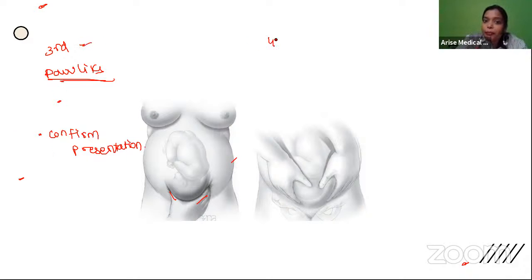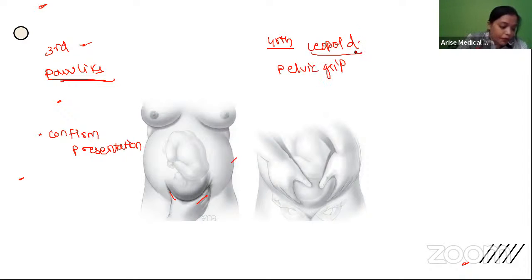Fourth pelvic grip. The fourth Leopold maneuver is called the pelvic grip. Okay, guys, don't take this lightly. I 100% tell you, you have to know this because it can potentially be asked in your exam.